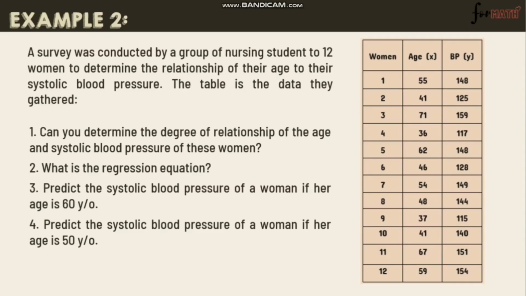A survey was conducted by a group of nursing students on 12 women to determine the relationship of their age to their systolic blood pressure. The table is the data they gathered. So, ito po yung data natin. We have 12 women, and for each respective woman, meron tayong age and their blood pressure. So, number 1, can you determine the degree of relationship of the age and systolic blood pressure of these women?